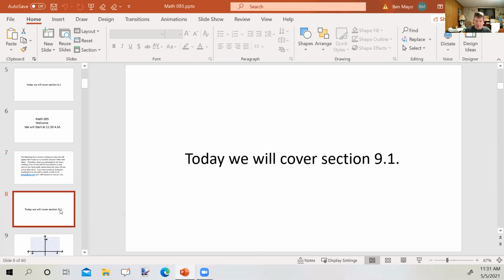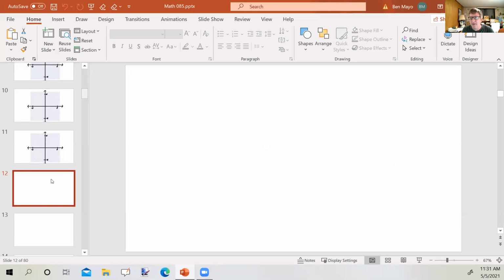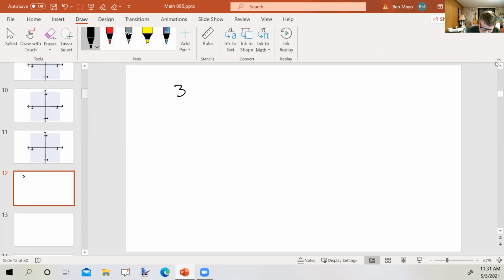All right, so today we're going to start chapter 9. Take a look at section 9.1, which is radical expressions and radical functions, roots as it were. So let's talk about the idea of a square root. Let's start by talking about the idea of a square. If we take the number 3 and we square it, we get 9.